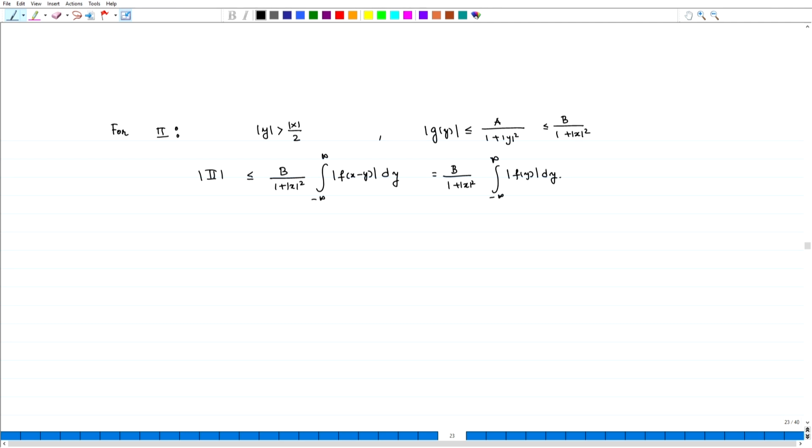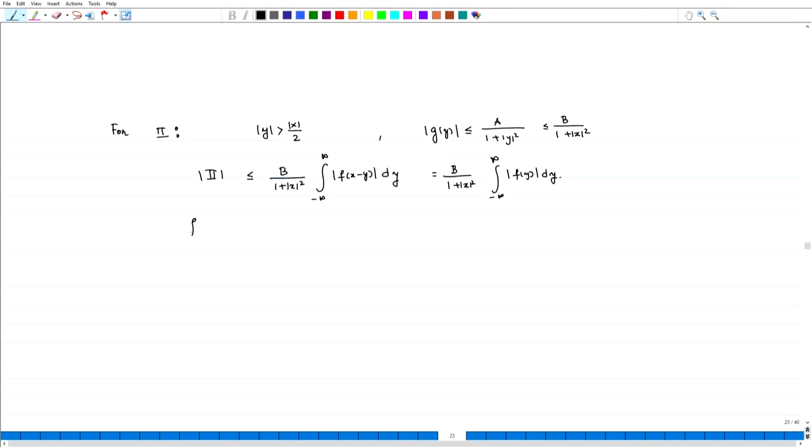Therefore, the second part is also giving us the moderate decay. So in conclusion, we have the modulus of (f convolution g) at x is less than or equal to some constant over 1 + |x|².